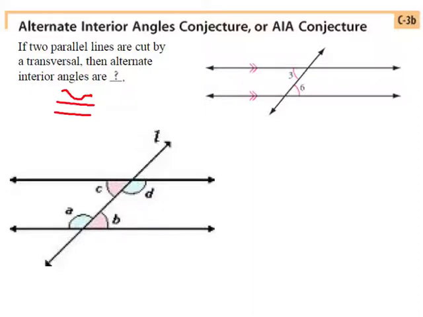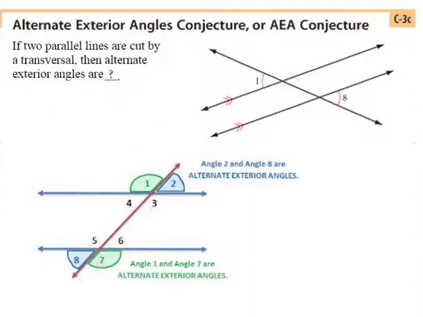Alright, next example. So if we have alternate interior angles, we have alternate exterior angles. And these are like 2 and 8, 7 and 1, and up here 1 and 8. So if they are cut by a transversal, then alternate exterior angles are also congruent.